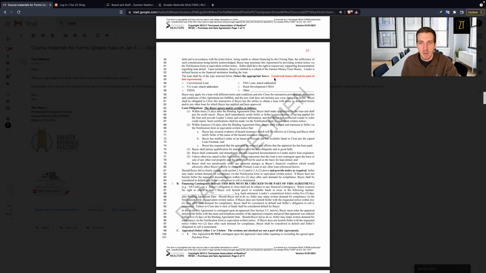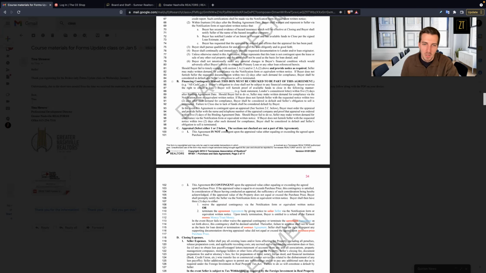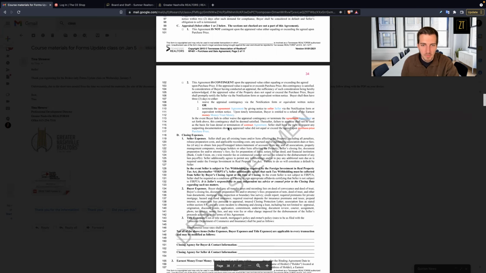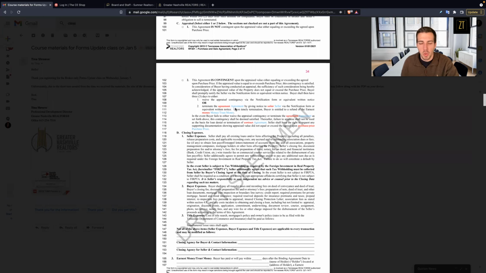And then they got rid of this item too: unselected items will not be part of this agreement. They got rid of that because right here, the buyer is allowed to apply for any different loan type or term as long as it doesn't increase the seller's costs. So you just check one box and the buyer does have the right to change at any time to a different loan if they want. That's the one change. This was just to make more clarity.